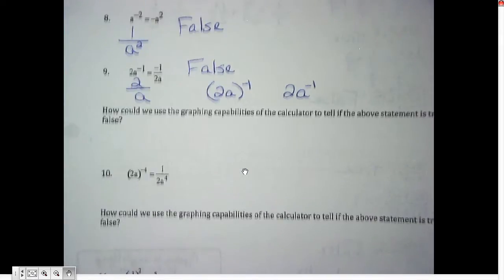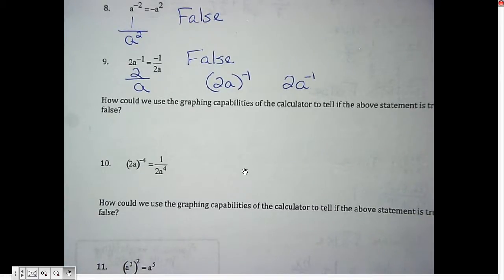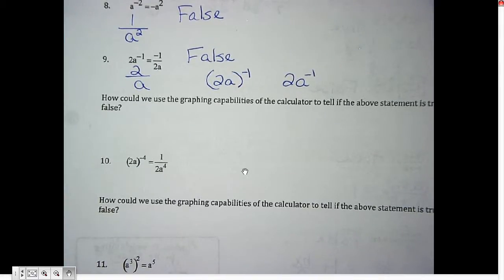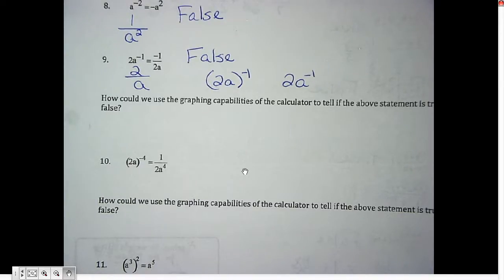So if you look at number 10, kind of similar to number 9, but there I have that grouped together as an exponent. So is 2A to the -4 equal to 1 over 2A to the +4?